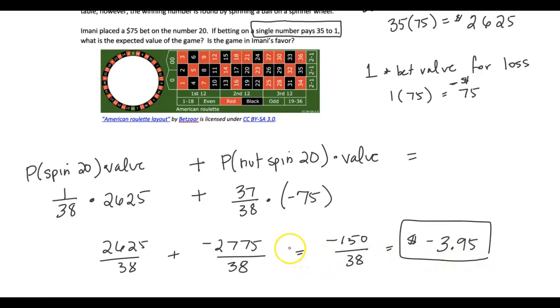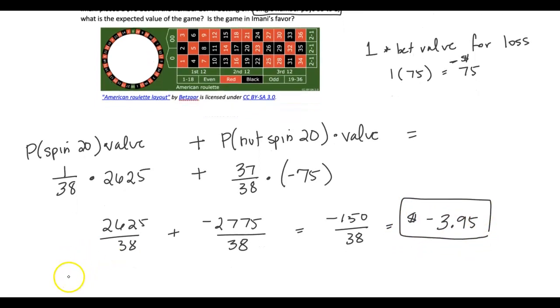So if played over the long term, on average, Amani would lose $3.95. Because over the long term, she is losing money, this game is not in Amani's favor. It would be in favor of the casino where she is playing.